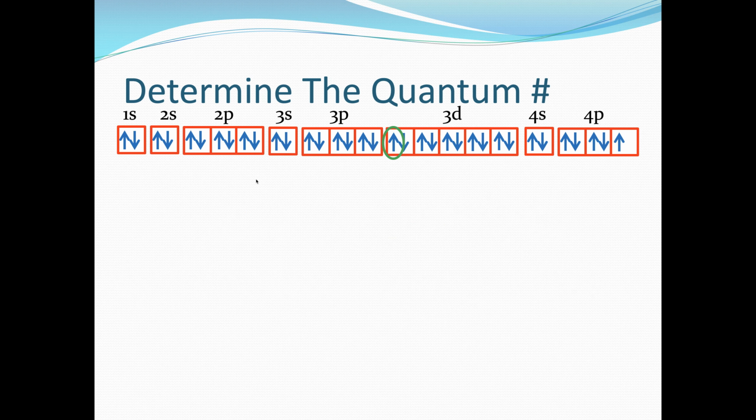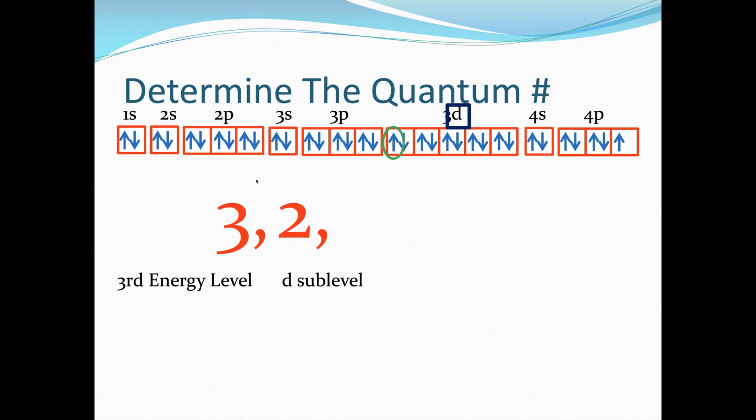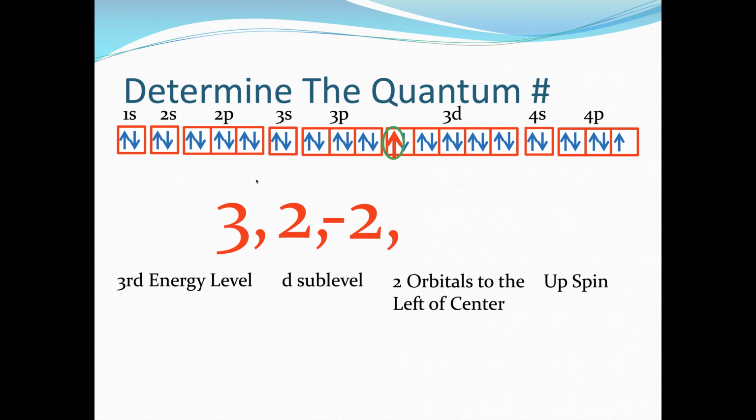What about this quantum number? Well, this time we're in the third energy level, so the first quantum number will be 3. We are in the D sublevel. Now remember, S is 0, P is 1, D is 2. It's not in the center orbital. It's 2 to the left of center, and you go negative as you move away from the center. So 2 orbitals to the left of center would be -2. And finally, it's the up arrow, and being the up spin will have a quantum number of +1/2. And that is the unique quantum number for that electron.